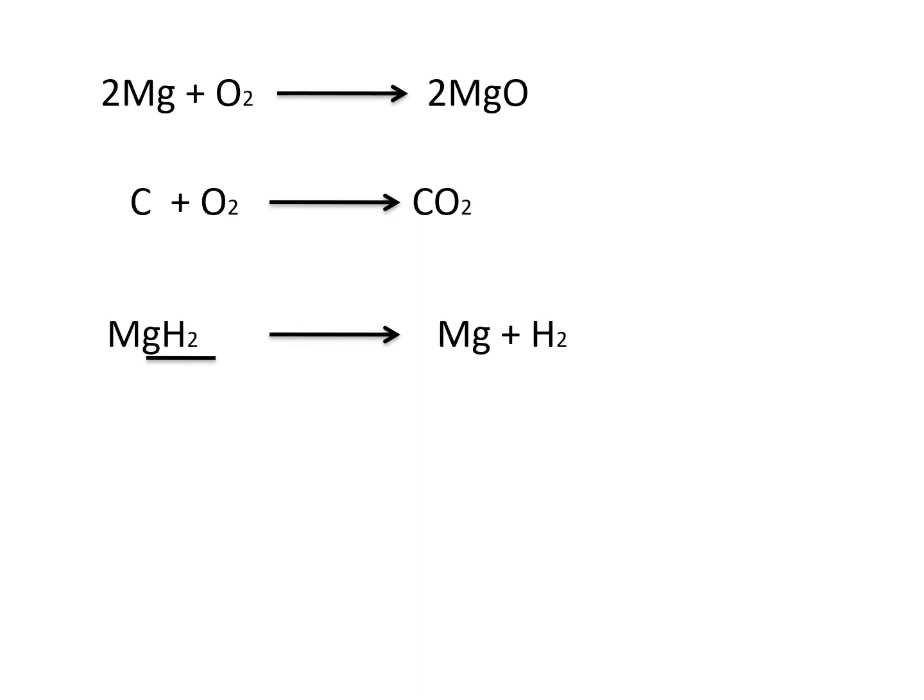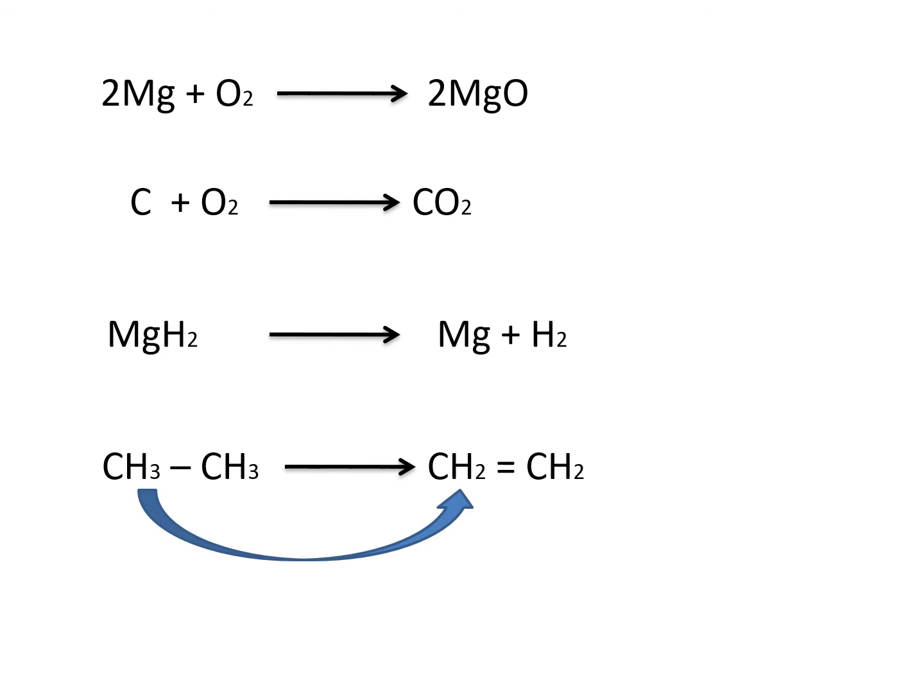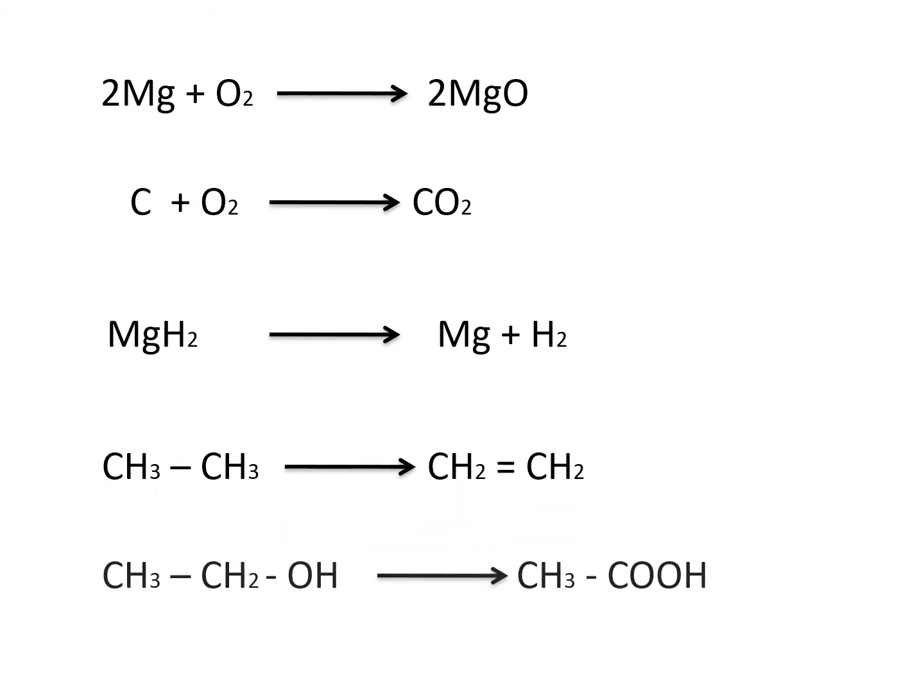Magnesium hydride loses hydrogen and it releases magnesium. Here, in the third reaction, hydrogen is lost. Ethane giving rise to ethene. Here, CH3 is getting converted to CH2 in both the cases. The first CH3 group is losing one hydrogen to get converted to CH2. Similarly, the second CH3 group also loses hydrogen to give rise to CH2. So again here, hydrogen is lost.